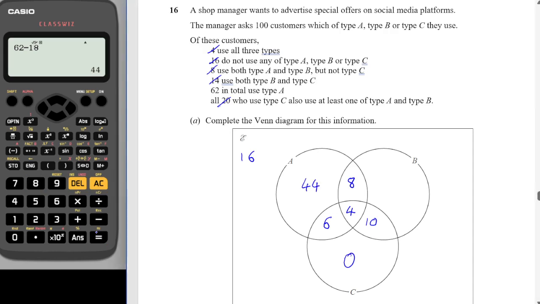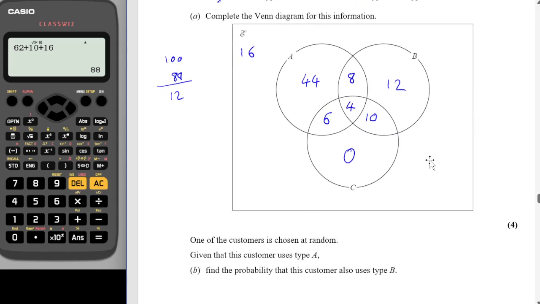And then all the values need to add up to 100. So we need to work out what they add up to at the moment. So we've got 44. Let's just change that slightly. So let's say 62 is all of these, plus 10 plus 16. So we've so far covered 88 out of 100. So our missing value has to be 12. So that's my completed Venn diagram.